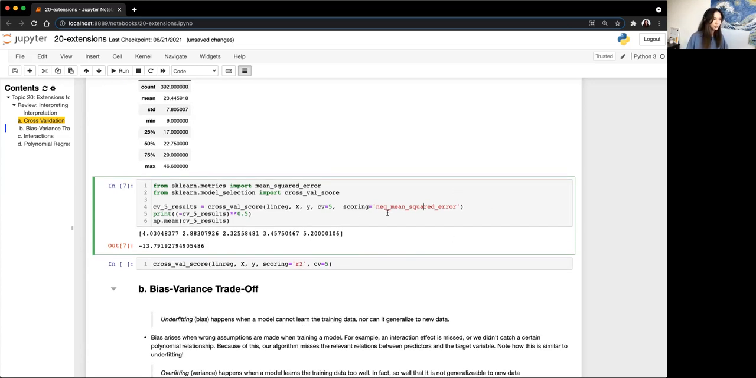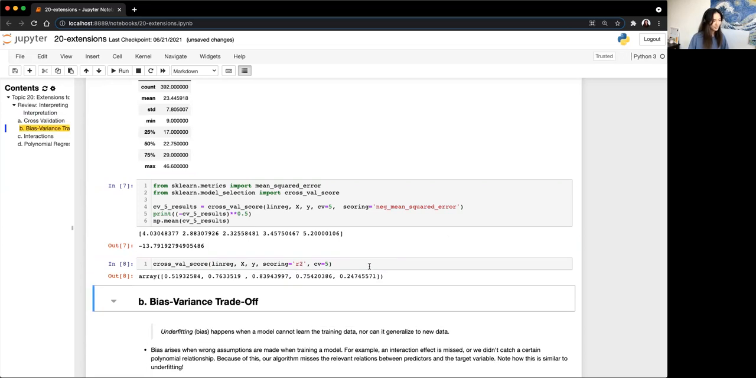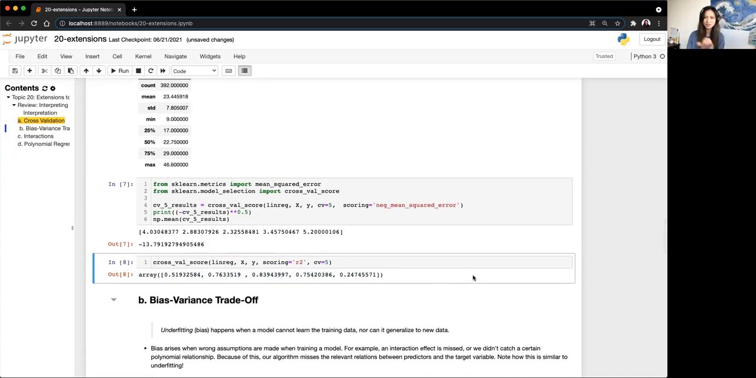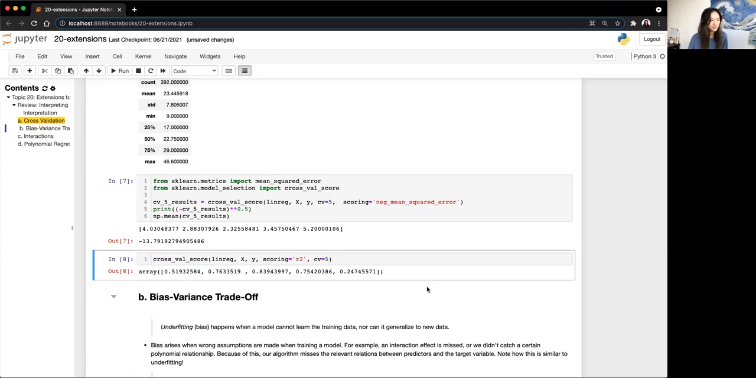Something else that's good to show, you can actually switch up the scoring. Here I'm scoring for negative mean squared error. You can also give it R squared. And you can see here that there's quite a wide range of R squared. I think this is pretty crazy that just by using different parts of your data to train and test, your R squared, in this case, ranges from 0.247 all the way to 0.83. That's a sign of not a very good model because it is very sensitive to changes in the data.